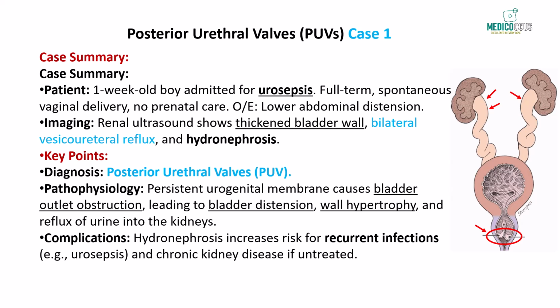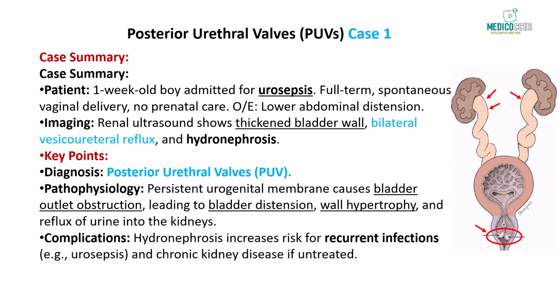Next, we have here a posterior urethral valves case. A 1-week-old boy has been admitted to the hospital due to urosepsis. He's currently receiving antibiotics. The boy was born at term via spontaneous vaginal delivery, but unfortunately, his mother received no prenatal care. On physical examination, the patient has lower abdominal distension, and a renal ultrasound reveals a thickened bladder wall with bilateral vesicoureteral reflux and hydronephrosis. In this case, the boy is most likely suffering from posterior urethral valves.